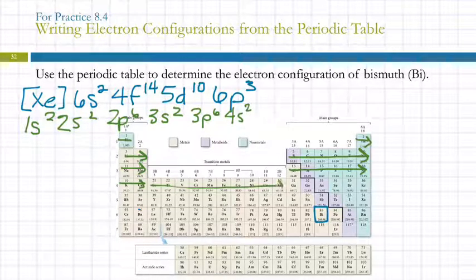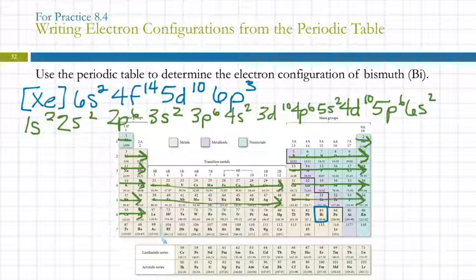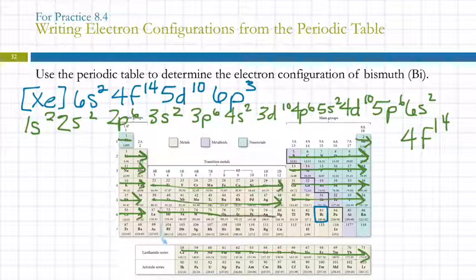and this is D, but it's one less. It's not 4d, it's 3d10, and then this is back to normal, 4p6, 5s2, sunken again, 4d10, 5p6, 6s2, 4f14, 5d10, 6p3.